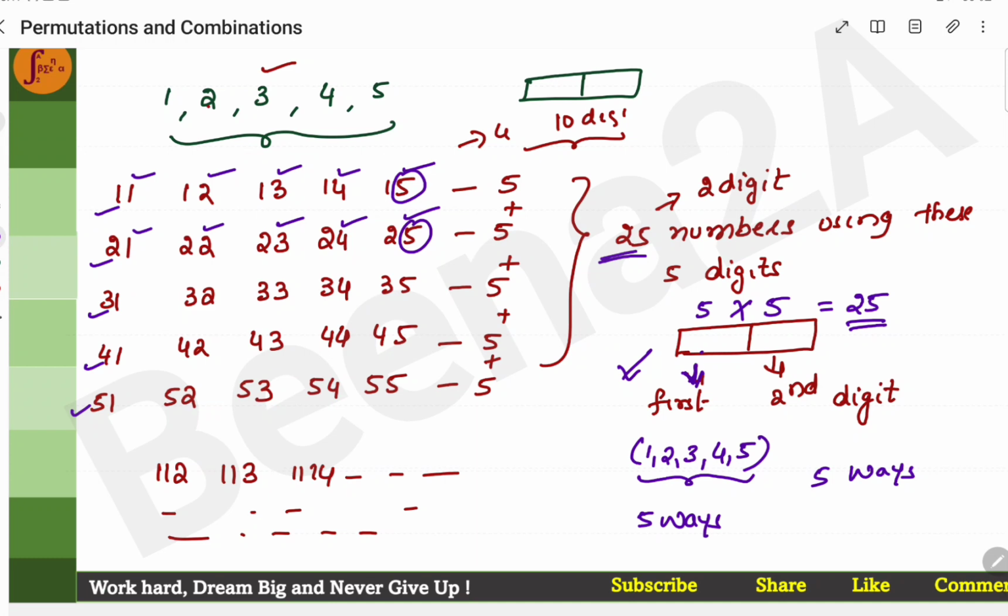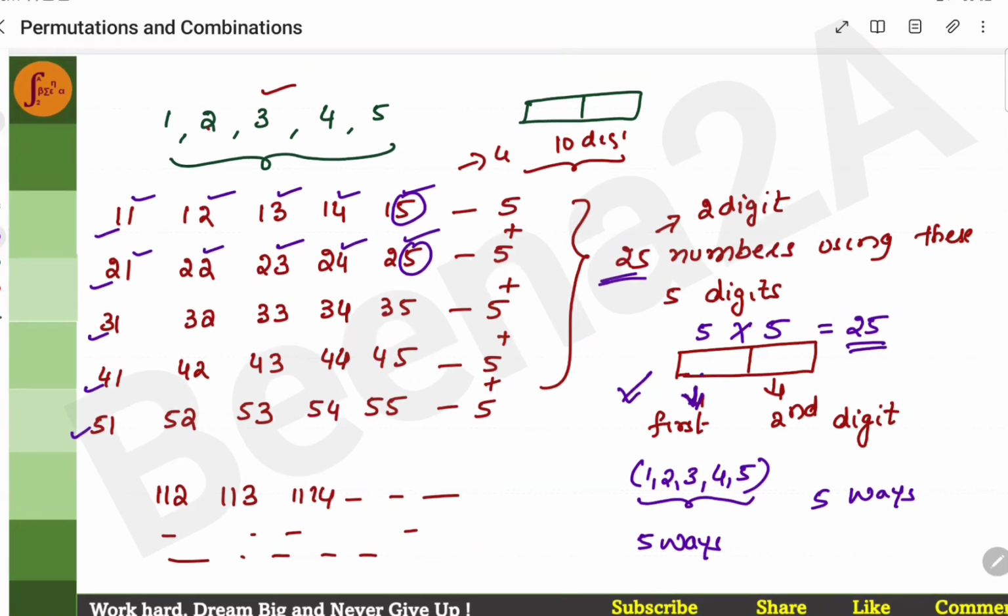Now, one thing you notice here, we have repeated digits also. If you look at these numbers, 1, 1 is repeated. That is, the first digit and second digit are repeated. Here 2 and 2. Here 3 and 3. 4 and 4. 5 and 5. Now all these are repeated digits. This is what we call repetition. Numbers are repeated, digits are repeated, right?